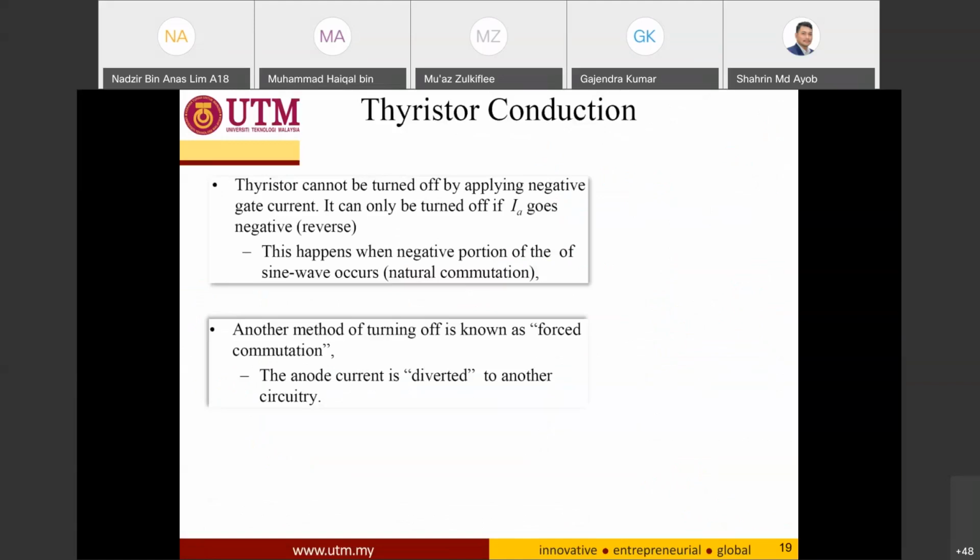So it is called semi-control because we cannot control both the turn on and the turn off of the SCR. For the SCR, we can turn it on by a triggering signal. We give the IG into the gate terminal, so it will turn on the SCR. But turning off the SCR cannot be done. That is why we call the SCR a semi-control power device.